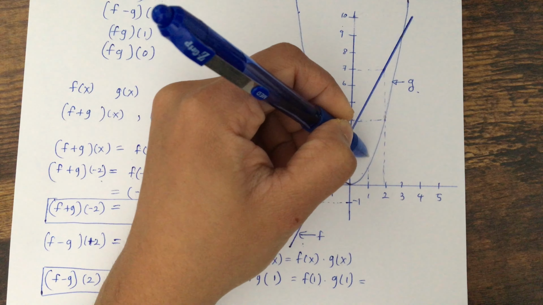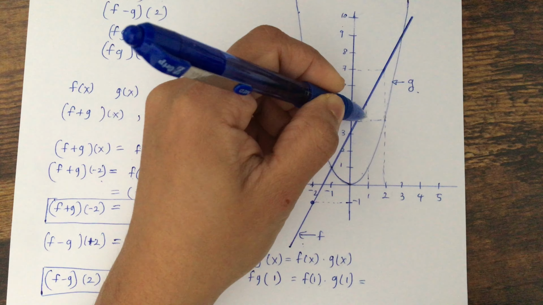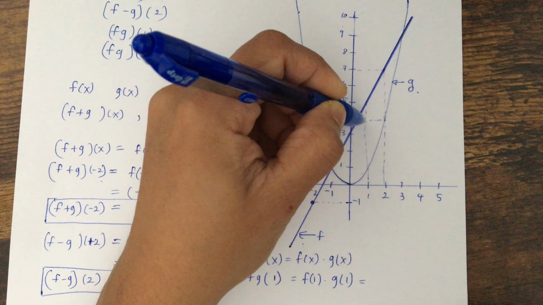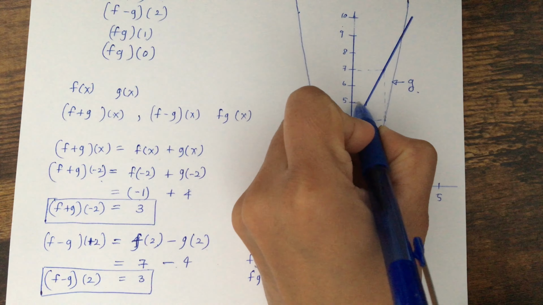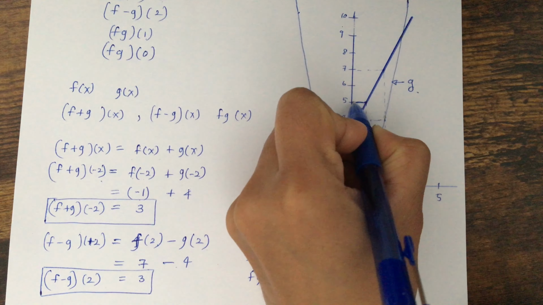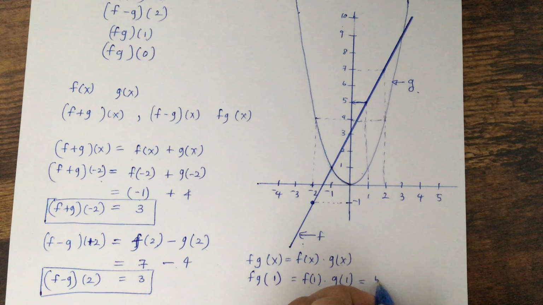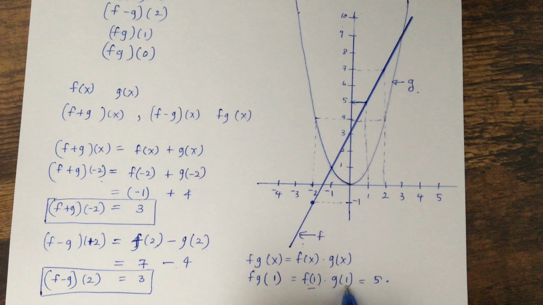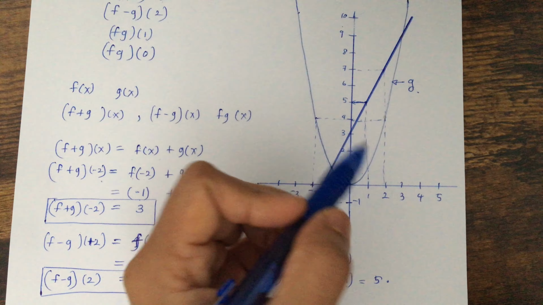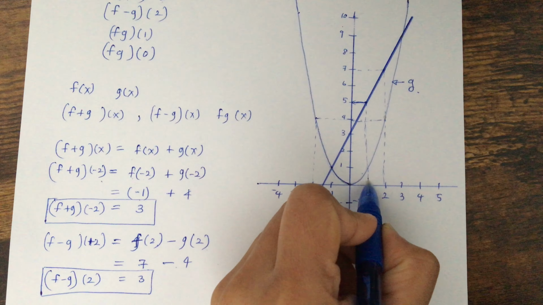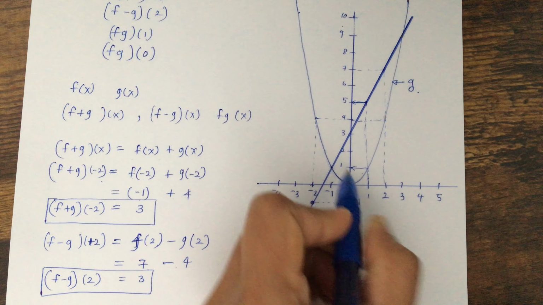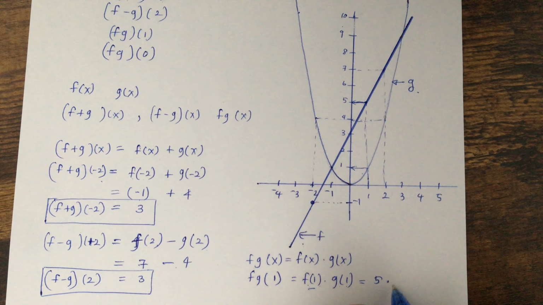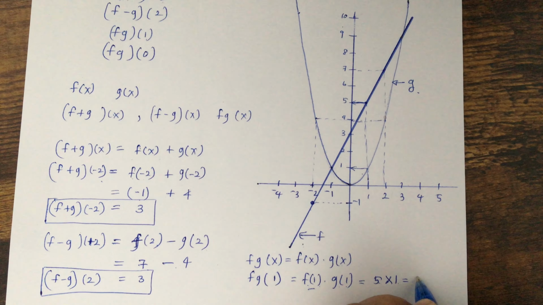this one. How much is that? It's 5, right? Okay, it's 5. So f of 1 equals 5 times g of 1. G of 1. So if you look at g of 1, it is 1, right? So you have to look at the parabola. It's 1. So 5 times 1, right? 5 times 1 equals 5.